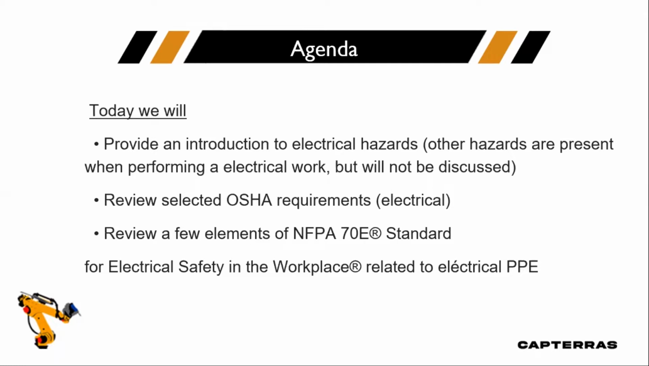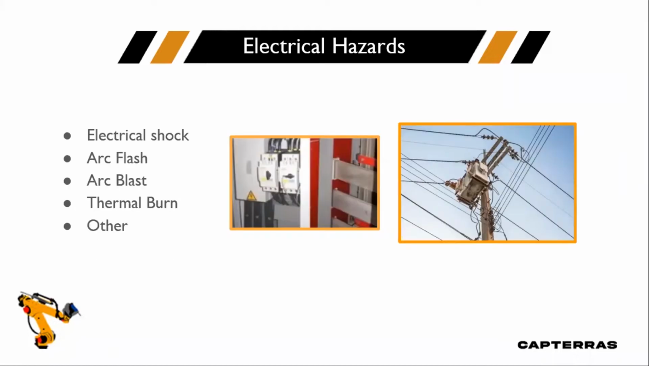Other hazards are present when performing electrical work, but will not be discussed. We will review select OSHA electrical requirements, and review a few elements of the NFPA 70E Standard for Electrical Safety in the Workplace related to electrical PPE. Some electrical hazards are electrical shock, arc flash, arc blast, and thermal burn, among others.